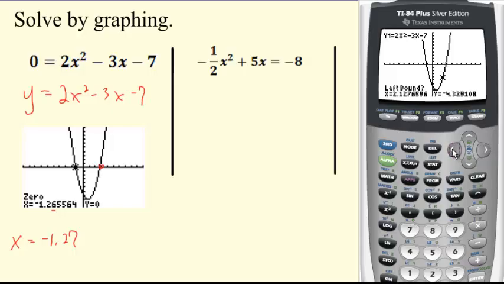What tricks people out, it's not above or below the graph. It's always left or right. So I'm definitely left of it. Go back to the root, hit right a couple times, hit enter, guess, hit enter again, and there is my other root. So that is 2.77.